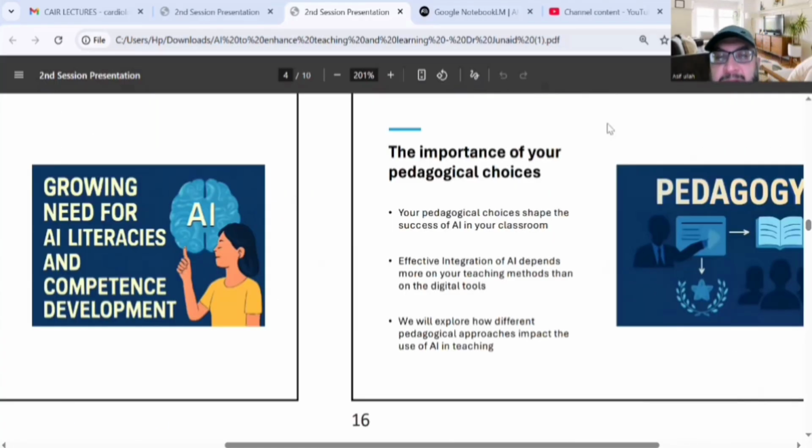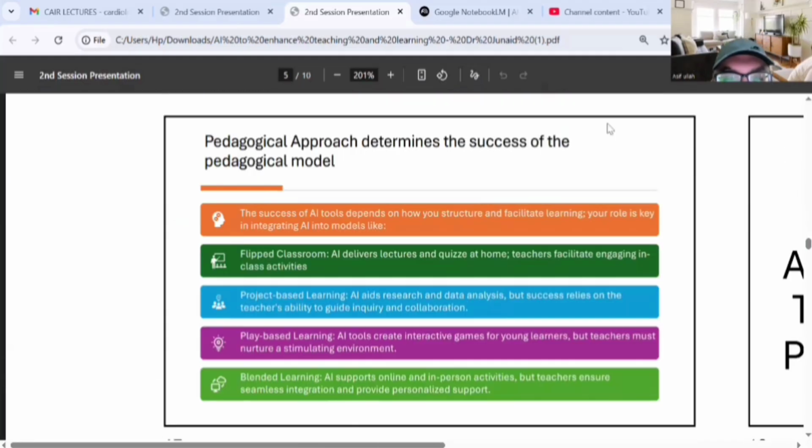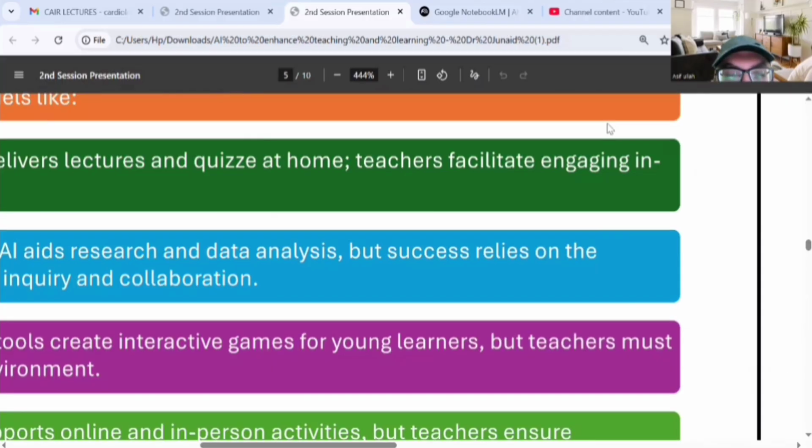The importance of pedagogical choices: it sharpens your knowledge, but you have to make the pedagogical choices that shape the success of AI in your classroom. Effective integration of AI depends more on your teaching methods than on the digital tools. We will explore how different pedagogical approaches impact the use of AI in teaching. The success of AI tools depends on how you structure and facilitate learning.